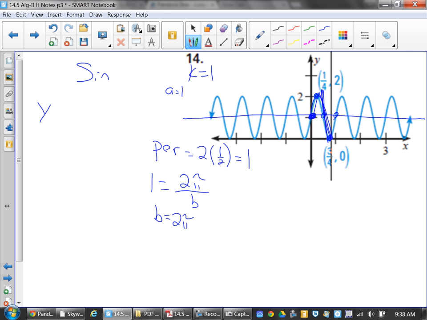So now I have enough information to fill in the blanks. I know that it's y equals, I'm going to put my k value out in front, 1 plus, our a value was 1, sine of 2 pi x. You don't have to put 1 in front of the sine, you can just write the sine. So it's being able to identify that.